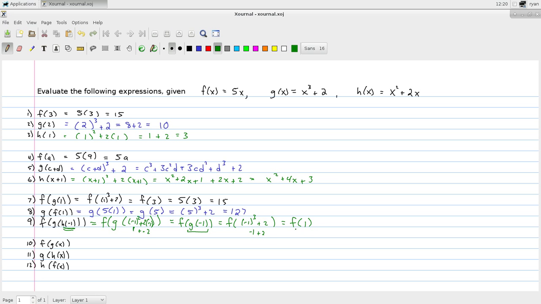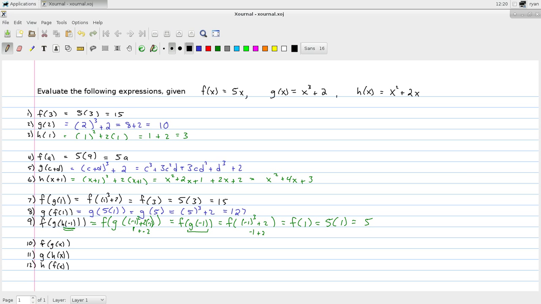And then finally we're down to our last function. So we're going to go to the f function, and every place we have an x, we're going to replace that with 1. So this, instead of being 5 times x, it's 5 times 1, which we simplify to 5.